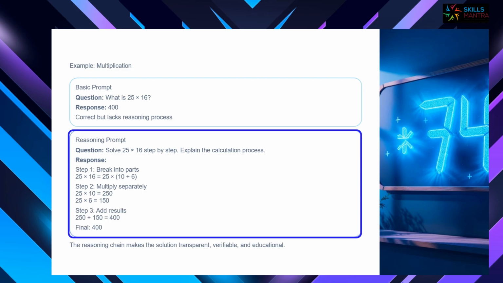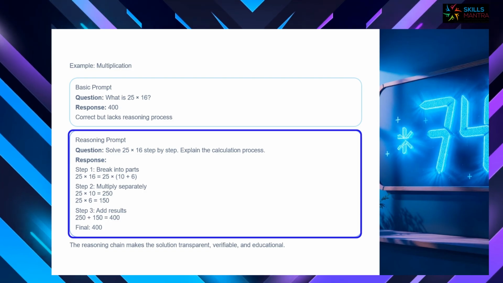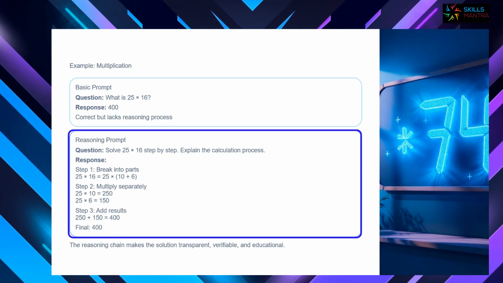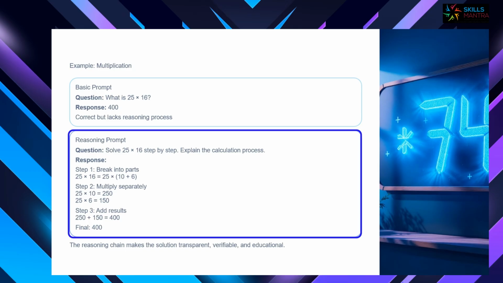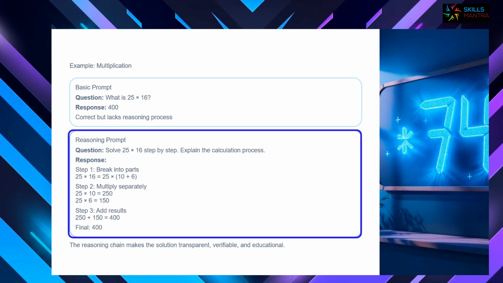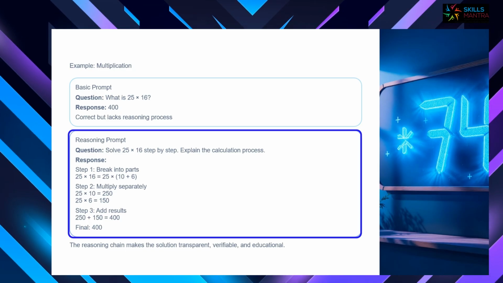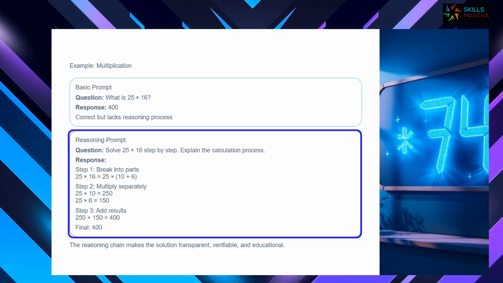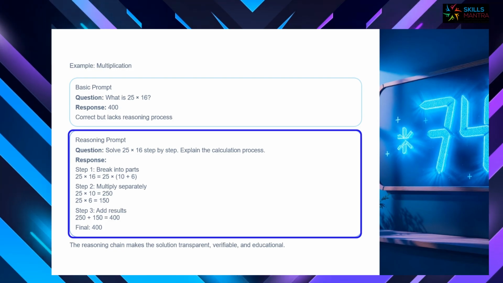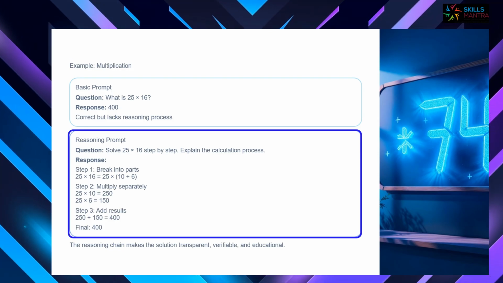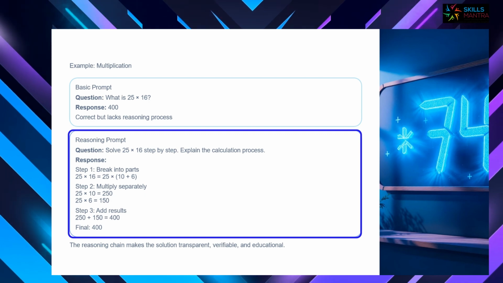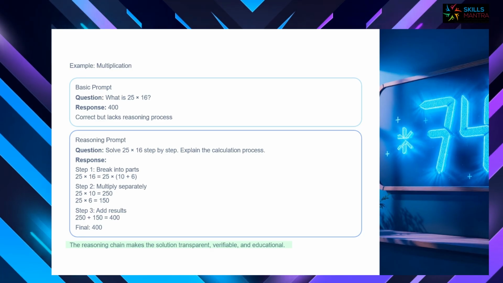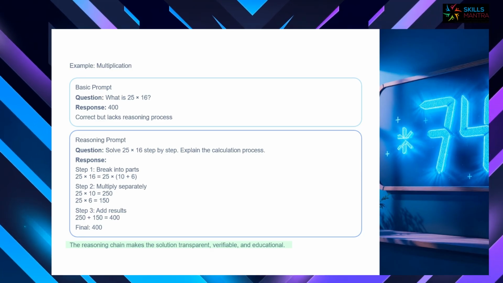The model then breaks the problem into steps. First, it breaks the expression into parts. 25 times 16 equals 25 times 10 plus 6. Second, it multiplies separately. 25 times 10 equals 250, and 25 times 6 equals 150. Third, it adds the results. 250 plus 150 equals 400. Finally, it produces the answer. This reasoning chain makes the solution transparent, verifiable, and educational.